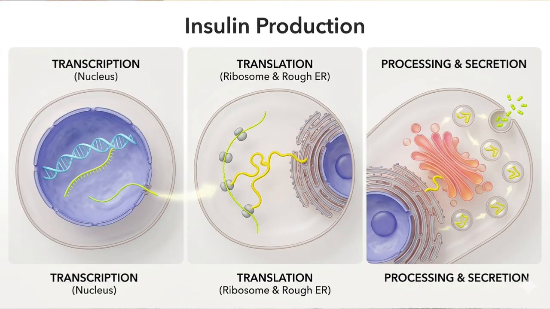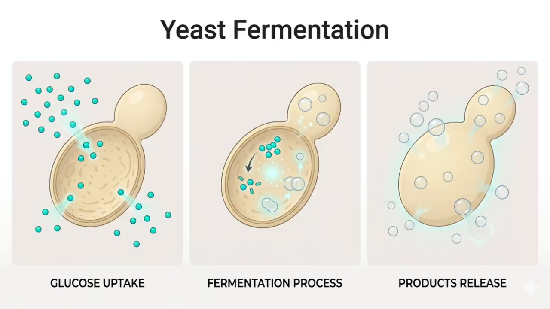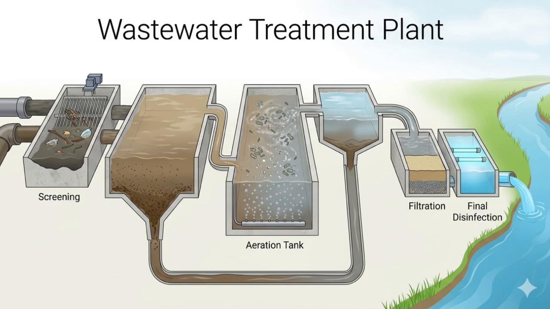In biotechnology, E. coli is engineered to produce insulin for diabetes patients. Yeast, a eukaryote, is used in baking, brewing, and bioethanol production. In environmental science, bacteria help in nitrogen fixation, which enriches soil for agriculture. They also treat wastewater. Plant eukaryotic cells are being explored for biofuel production.